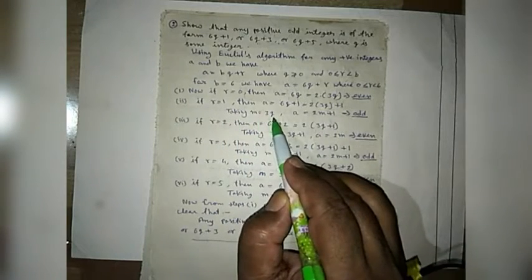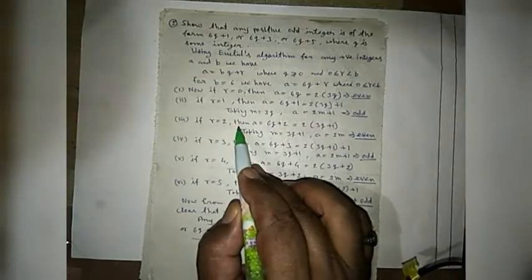So in case 1, if r equal to 0, then a equal to 6q. Taking 2 as common, it will be 2 into bracket 3q. Because this number is a multiple of 2, it is the form of an even number. Now if r equal to 1, then a equal to 6q plus 1. Here also we take 2 into bracket 3q plus 1. Now taking m equal to 3q, we have a equal to 2m plus 1, which is the form of an odd number.